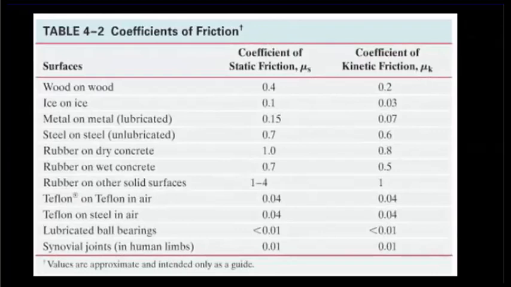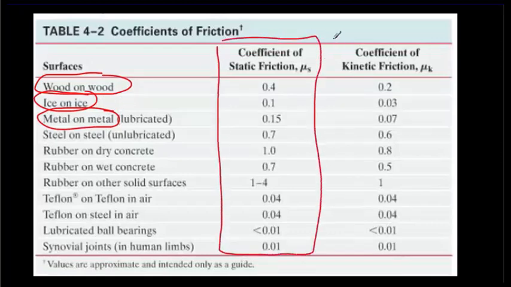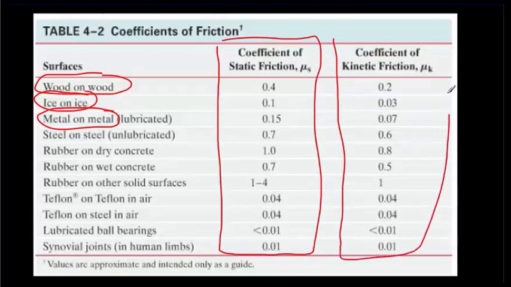Now these coefficients of friction only depend on the nature of the surfaces involved. That means if we want to look up a coefficient of friction, all we have to bring to the table is what's the nature of the surfaces. Is it wood on wood? Ice on ice? Is it metal on metal? Etc. And then we can find out a coefficient of static friction and a coefficient of kinetic friction.